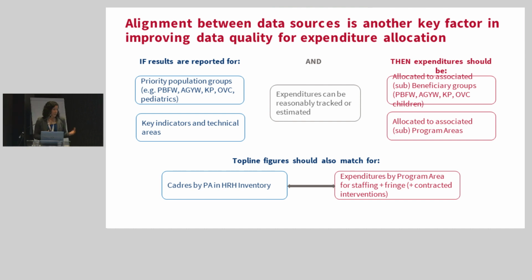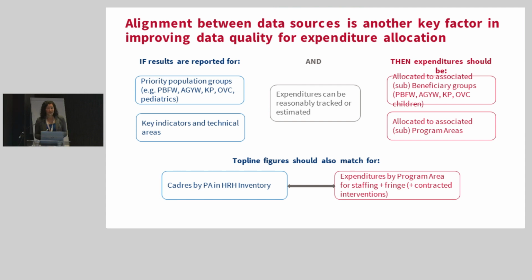So this could be pregnant and breastfeeding women in the example we covered on the last slide, or a KP focus. If you're reporting KP Prev, we'd expect to see some expenditures allocated to key populations beneficiary group. Similarly, if an IP reports on key indicators or technical areas, we'd expect to see those reflected in allocation to program or subprogram areas. So if a partner is reporting on PrEP new results, we would logically expect to see expenditures and funds allocated to the PrEP subprogram area.